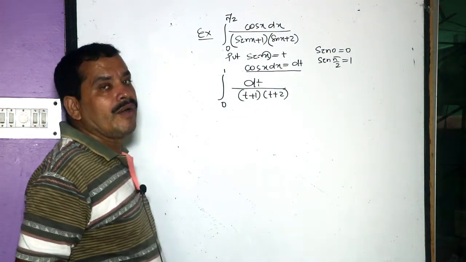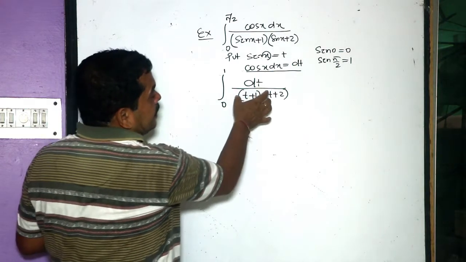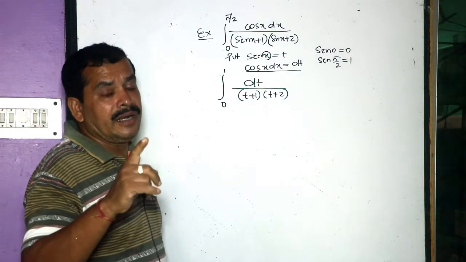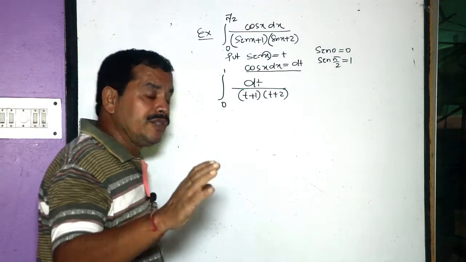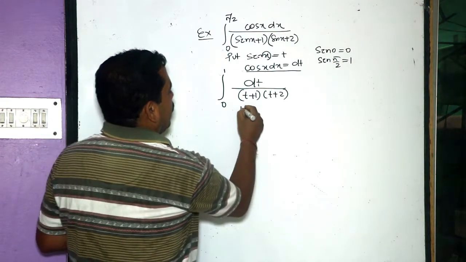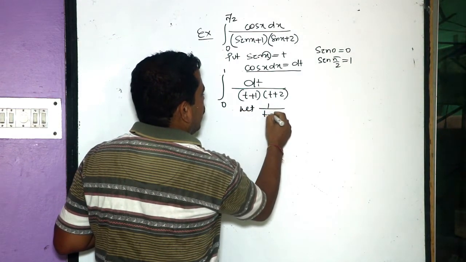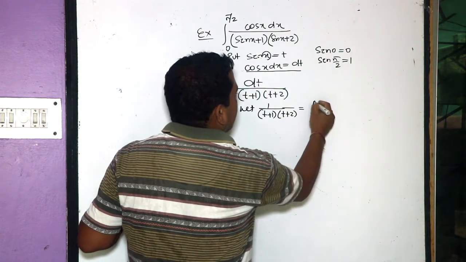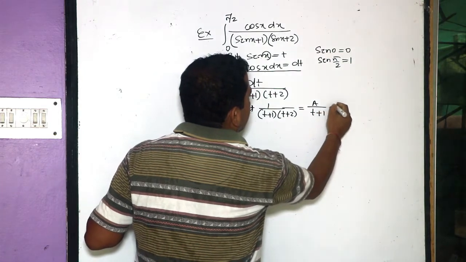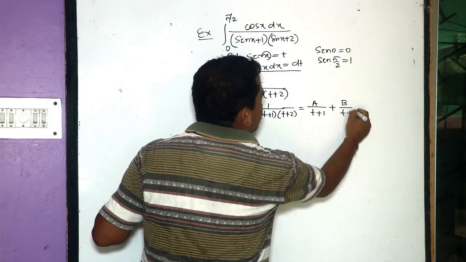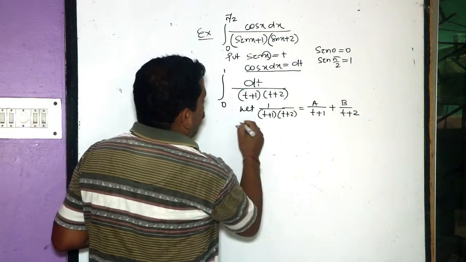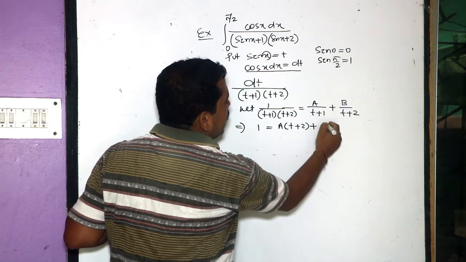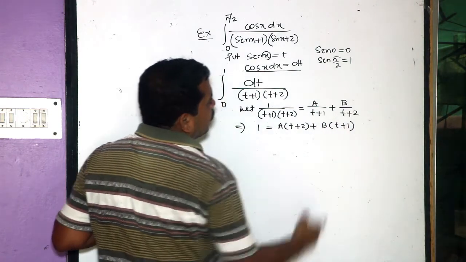Now we have to evaluate this integration. We note that this integration is evaluated by using partial fractions. That is the article, integration of rational functions by using partial fractions. Let 1 by (t plus 1) into (t plus 2) be a by (t plus 1) plus b by (t plus 2). Then 1 equals a into (t plus 2) plus b into (t plus 1).